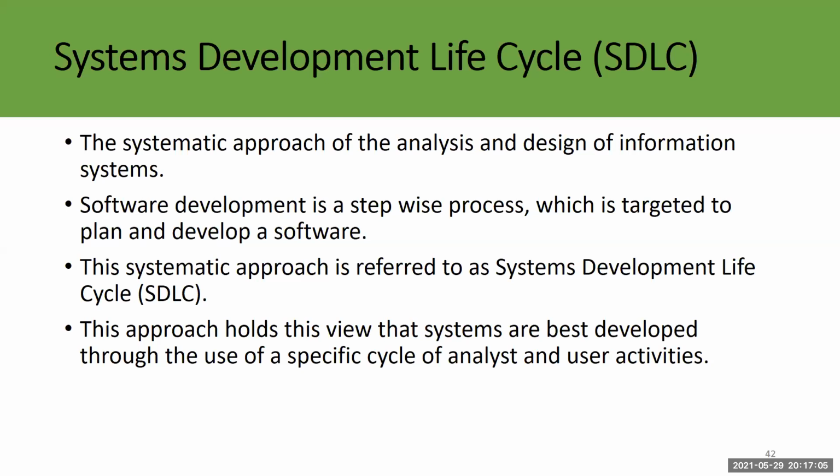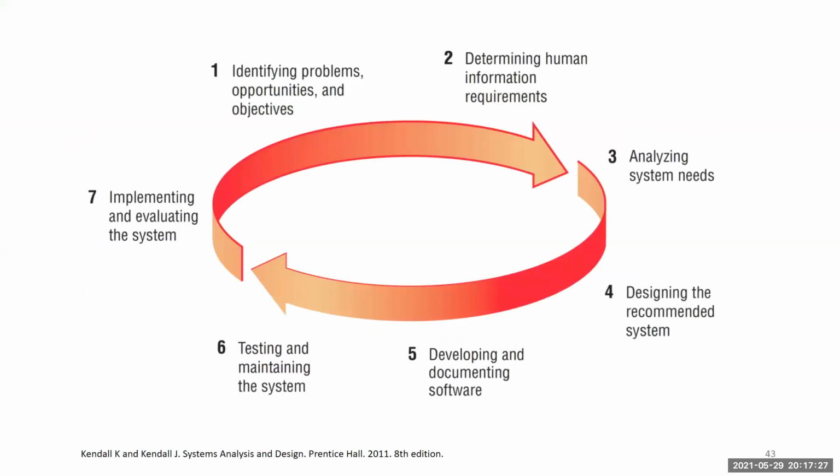So let's see what system development lifecycle is. It's a systematic approach of the analysis and design of the information system. So it's a stepwise process. And this approach holds this view that systems are best developed through the use of specific cyclic process. You can see a figure here. It is divided into seven phases. So phase one is identifying problems, opportunities, and objectives.